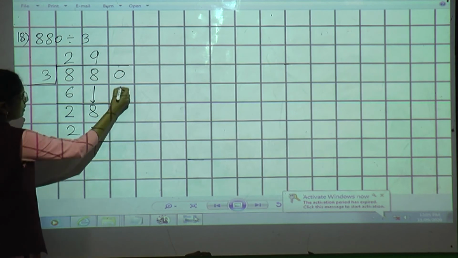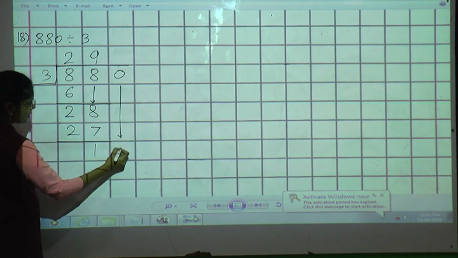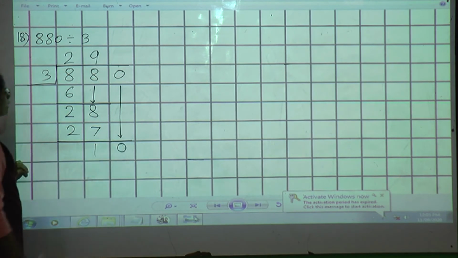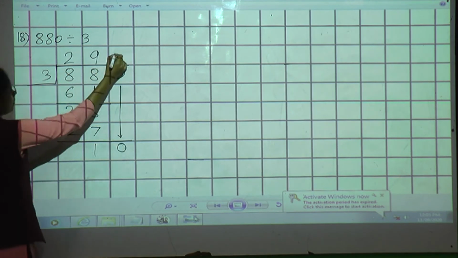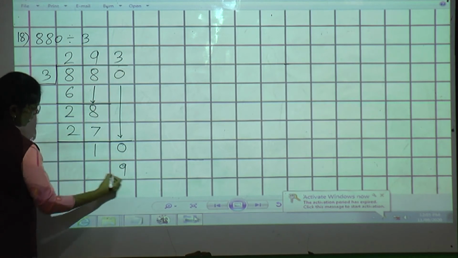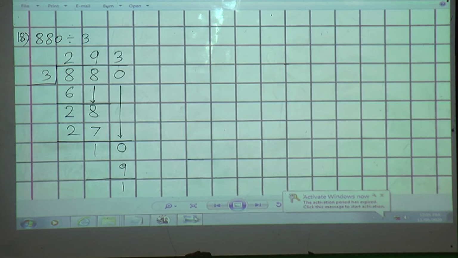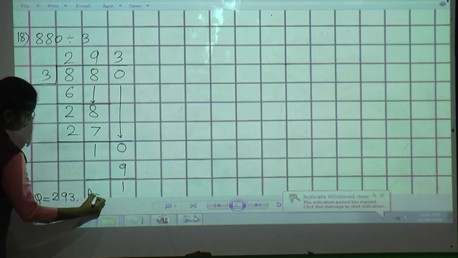So write here 1, and in the next step you take this 0 down. So here we now have 10. So 10 divided by 3. 3 3s are 9. 10 minus 9, 1. So what is the remainder here? Remainder is 1. So write here the answer: Q is equal to 293 and R is equal to 1.